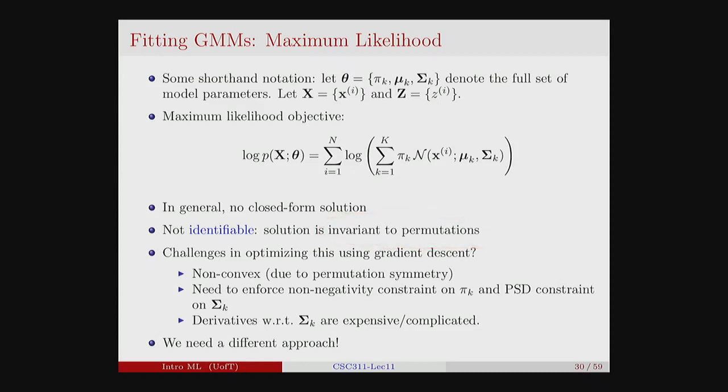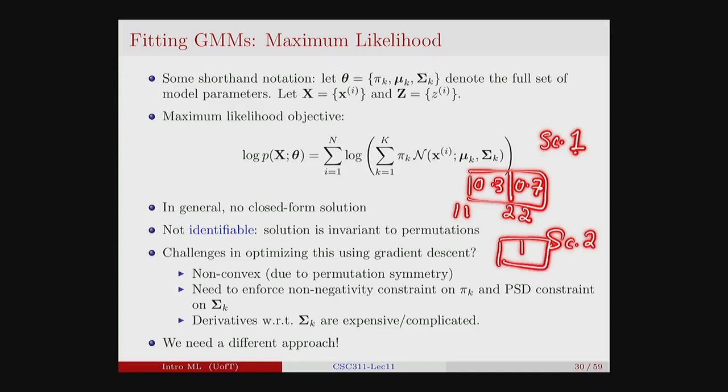So what does that mean? Let's say I started out with 2 Gaussians, and the probabilities of those Gaussians were 0.7 and 0.3. And the means and variances of those Gaussians were 1, 1, and 2, 2. So this is scenario 1. In scenario 2, I have 0.7 and 0.3, and the means and variances are 2, 2, and 1, 1. So these are the parameters of my mixture of Gaussians in scenario 1 and scenario 2.